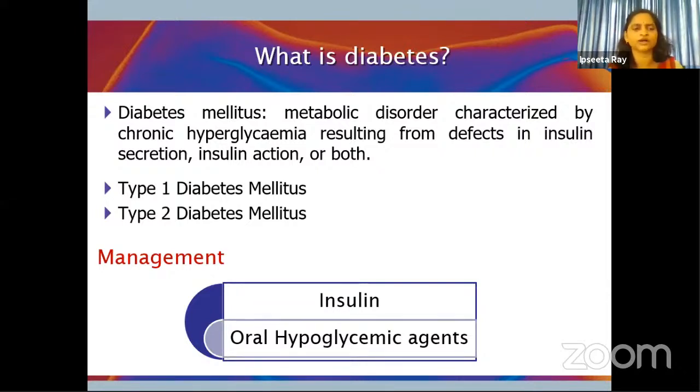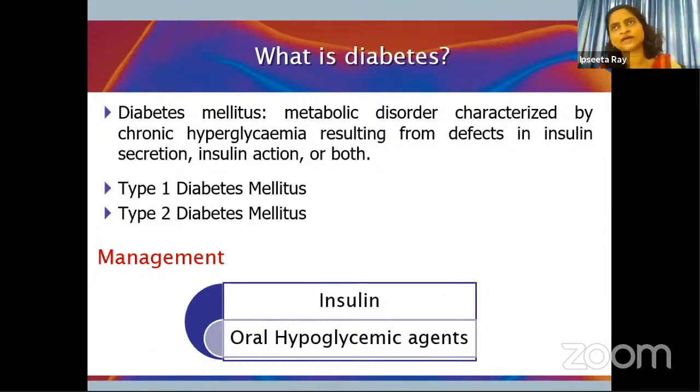In type 1, it is insulin dependent diabetes mellitus where there is destruction of the beta cells of the pancreas. As a result, there is absolute deficiency of insulin. So exogenously, you have to supplement insulin. Type 1 is mainly seen in children, and the incidence of complications of diabetes, ketoacidosis, is much more in type 1. Generally these children are lean and thin.